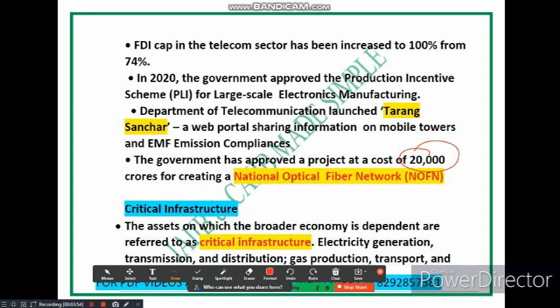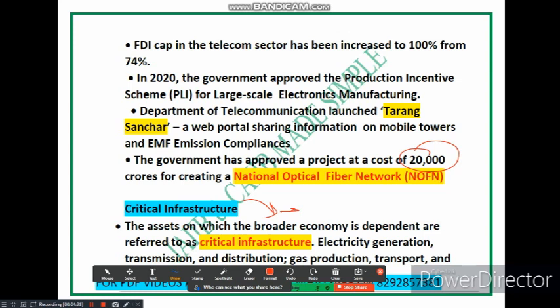Right. So now let's talk about critical infrastructure. What is critical infrastructure? It refers to the assets and systems that are critical for the functioning and well-being of a country, economy and society. Its examples include electricity generation, transmission and distribution: the power generating plants, transmission lines and distribution networks that provide electricity to homes, businesses and industry.